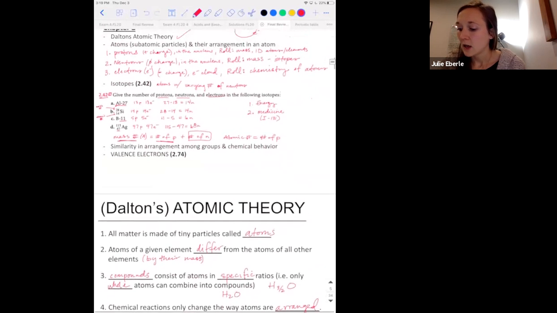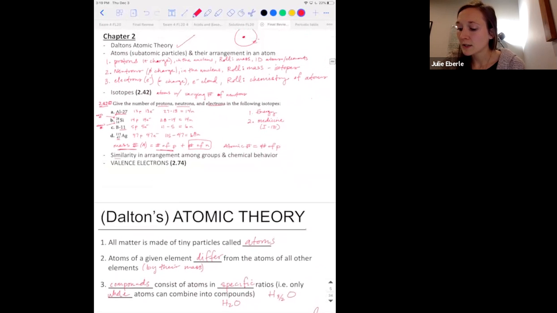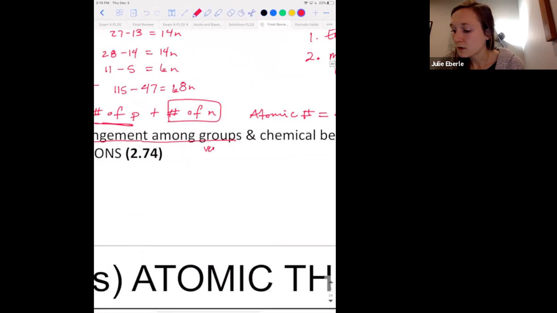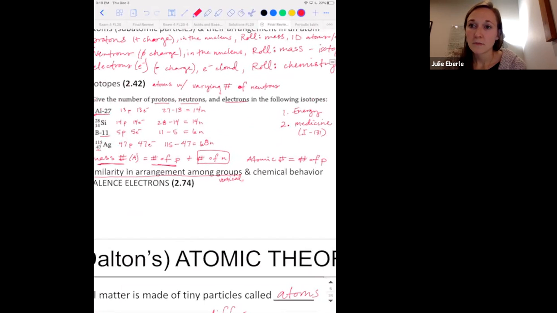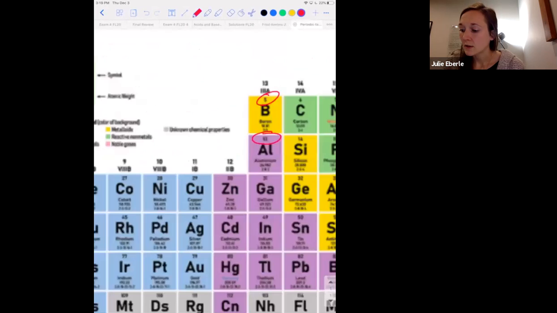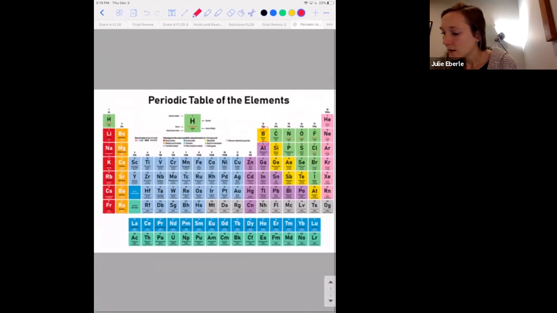All right. Also, we talked about how when you look at a periodic table, there is similarity in the arrangement among groups. What is a group? A group is a vertical portion of the periodic table, and it relates to chemical behavior, okay? Elements in the same vertical group share similar chemical behavior. So going back to the periodic table, I know it's blurry, but for example, the halogens over here, I'm going to put a box around the halogens.